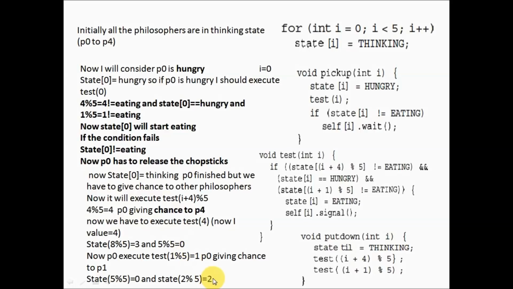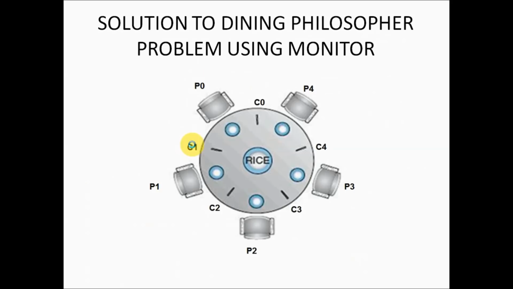So this process continues for the other philosophers also. Now P naught gets a chance. Then P4 gets the chance. Then P1 gets the chance. Now again P4 will give the chance to P3. P3 will give the chance to P2. P1 will give the chance to P2, like that. So this process continues until all the philosophers get the chance.